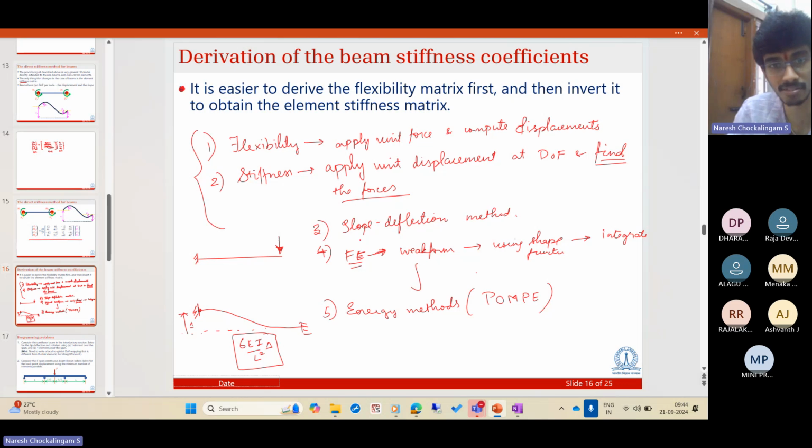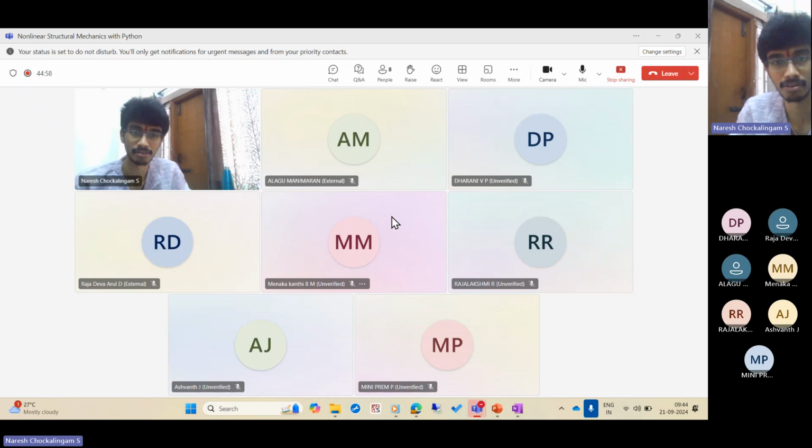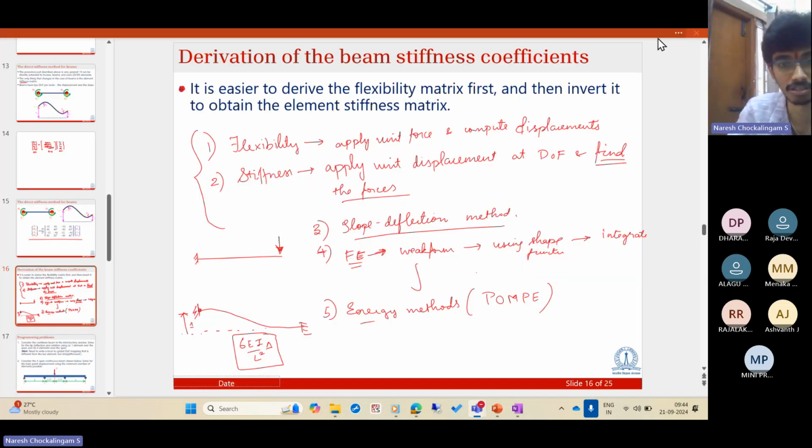Yeah, so the slope deflection equations themselves are not obvious, right? They have to be derived from something. Similarly, the method of consistent deformation also involves solving a simultaneous system of equations. So maybe let's look at some energy method, right? So all of you should have seen some kind of Castigliano's theorem, right? Some form of Castigliano's theorem. We'll use that and derive the coefficients, right?